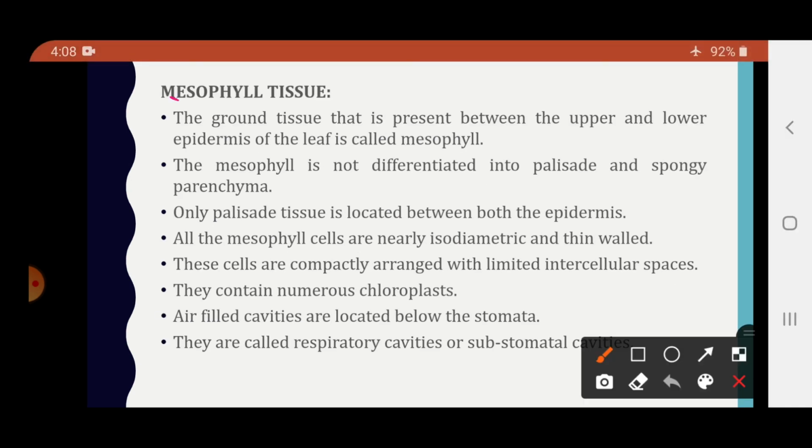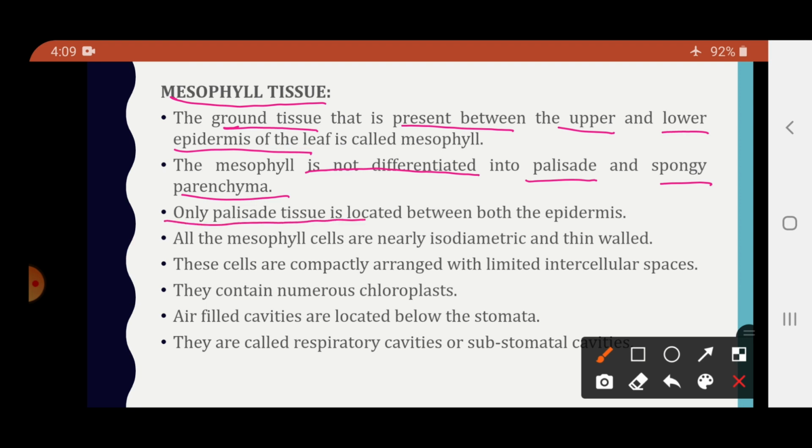Now next is the mesophyll tissue. What is mesophyll? So it is a ground tissue present between the upper and lower epidermis of the leaf. Here students, it is not differentiated into palisade and spongy parenchyma. जबकि dicot में क्या था, adaxial surface was having palisade and abaxial surface was having spongy. There is no such differentiation in the monocot leaf.